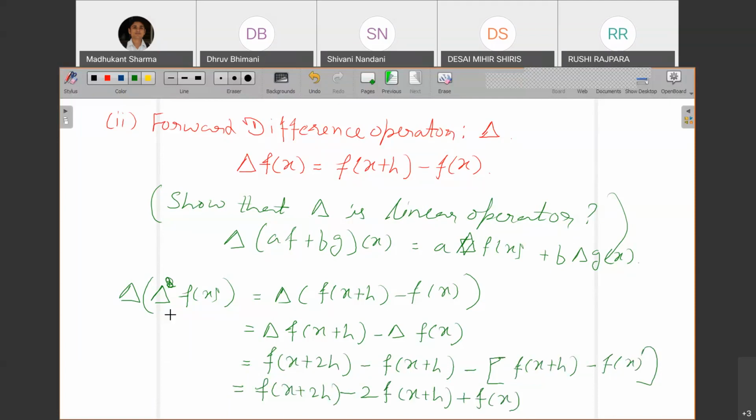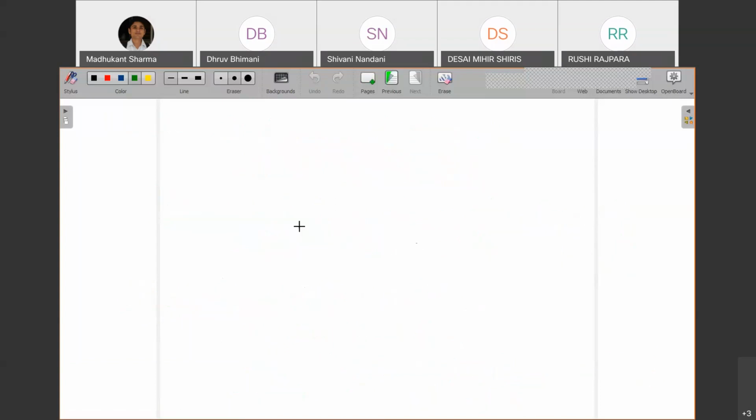What we are doing now is delta acting on delta. So 2 times acting, we denote it by delta square. If it is acting k times, it is delta to the power k. Similarly, delta acting over delta, which we denote by delta square f of x, is equal to f of x plus 2h minus 2 times f of x plus h plus f of x.